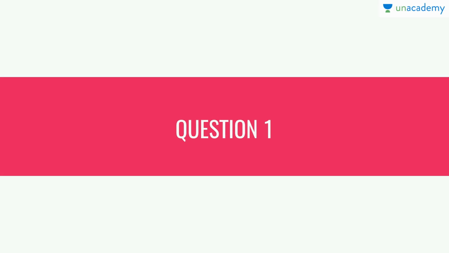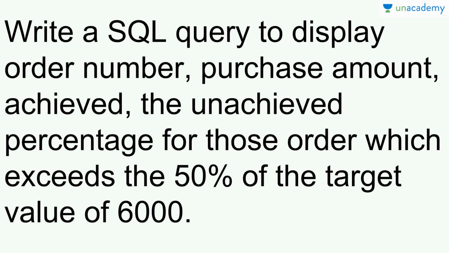Okay, so the first question is, write a SQL query to display order number, purchased amount, achieved and unachieved percentage for those orders which exceed 50% of the target value of 6000. So before seeing my answer, just try to do this question on your own. Just pause the video now and do this question on your own and then listen to the explanation given by me.